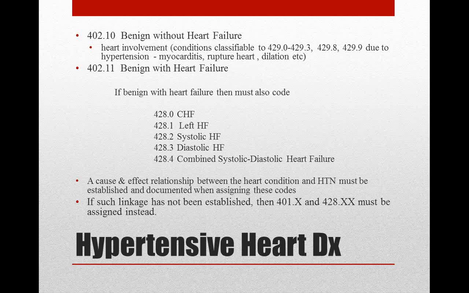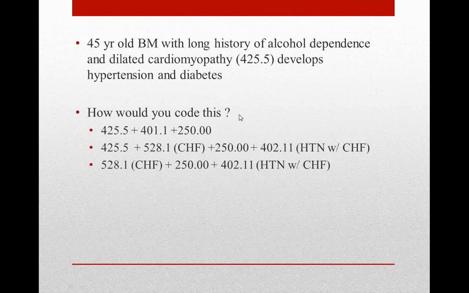If you have documented CHF, ejection fraction, or however you want to document, code the specificity of that CHF, and you can use the 402.11. You have to have a cause and effect relationship, though, between the heart condition and the hypertension before you can assign these codes. If not, you got to go back to the 401s, and then you can use the 428s by itself. So this creates kind of an interesting scenario.